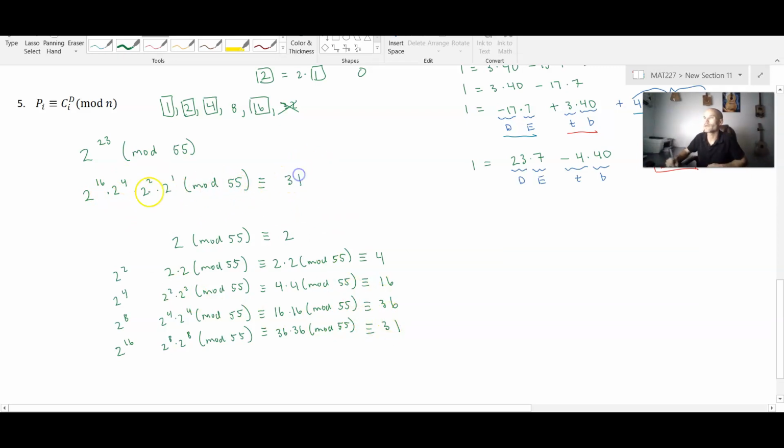That's 31. 2 to the 4th mod 55 is 16. 2 squared mod 55 is 4. And 2 to the 1st mod 55 is 2. And so we need to compute this mod 55 because 31 times 16 is already going to give us a value bigger than 55. So 31 times 16 times 4 times 2 gives me 3,968 mod 55. And 3,968 divided by 55 gives me 72 and some change. So we'll take 3,968 minus 72 times 55, which gives me, lo and behold, 8. And that is our final computation. That right there is our original plaintext value.